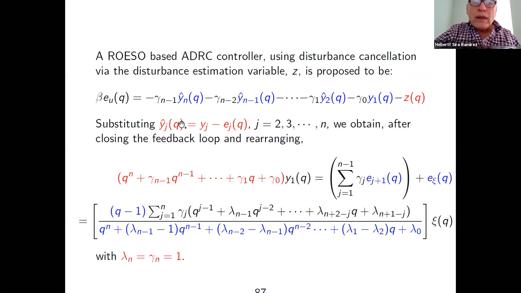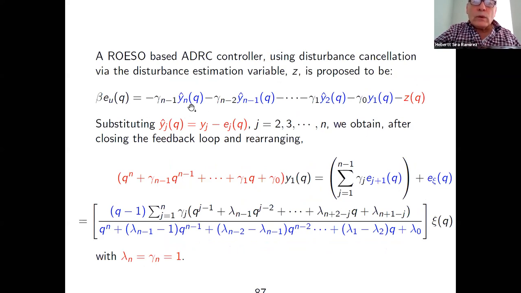And from there, you can use those estimates in order to elaborate a linear feedback control law that stabilizes your system through the appropriate choice of these coefficients, and also to try to cancel the dynamics from the feedback law, cancel the disturbance from the feedback law.